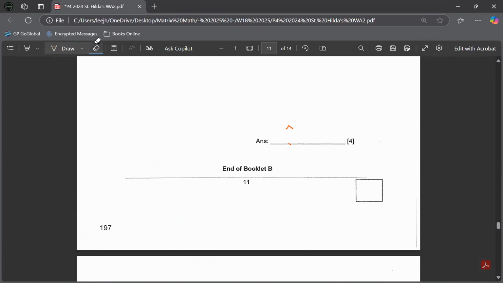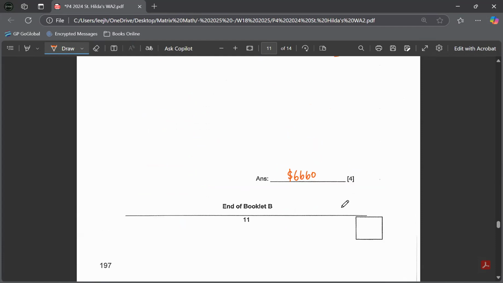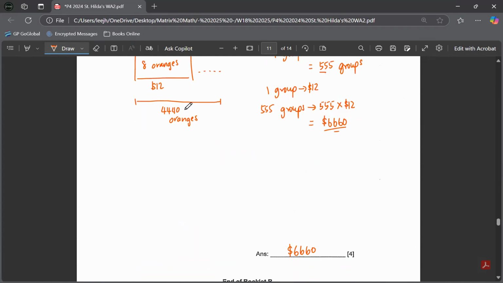Wait, sorry. At the blank here to get your mark. Cannot leave it blank. $6,660. And yep, that's it. End of booklet B. So this is the end of the review. Okay.